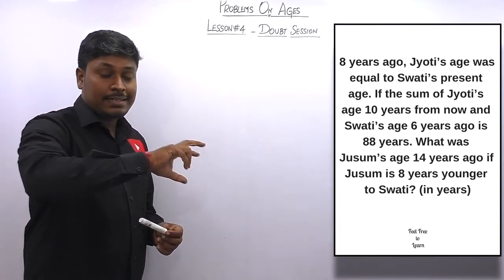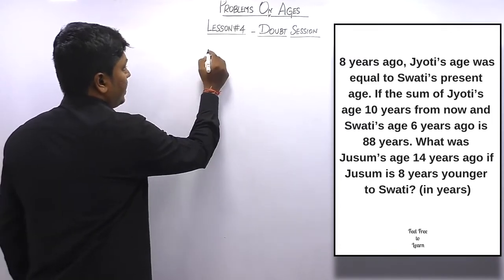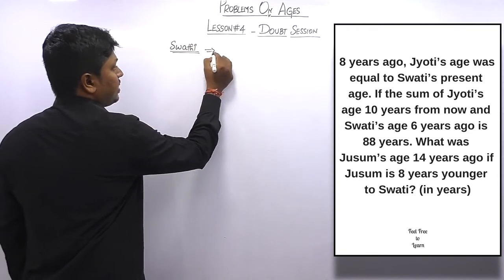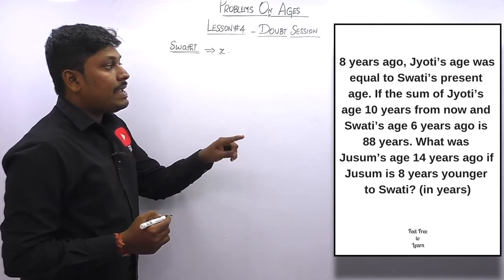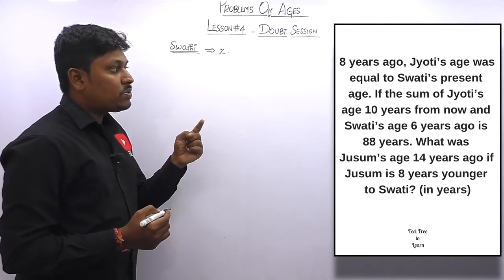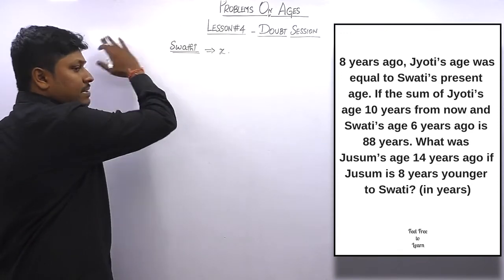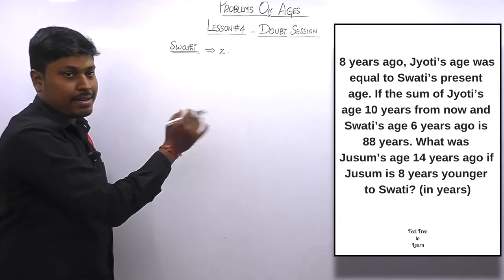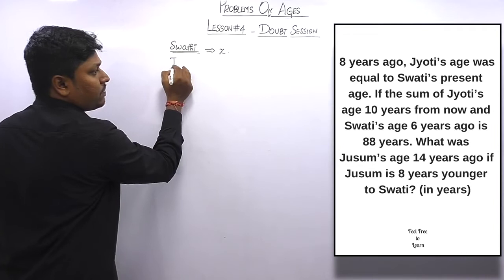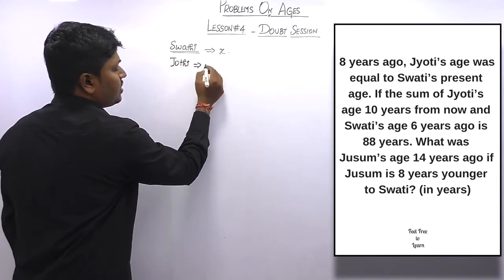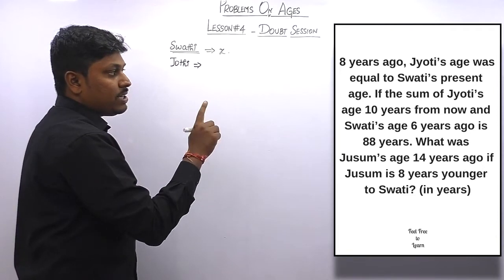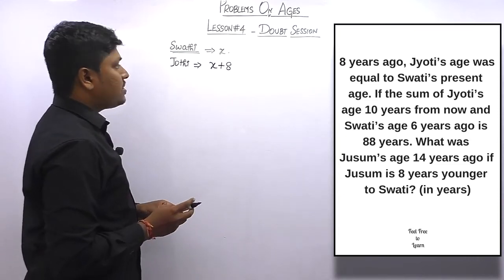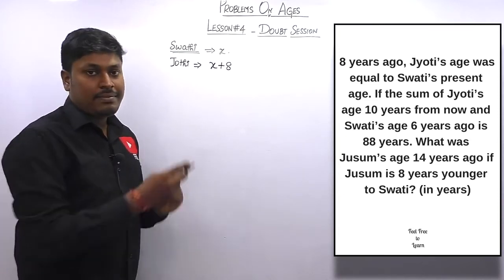So first, Jyoti's age is compared with Swati. Let me do one thing. We can keep Swati's present age as x. And what they are saying is 8 years ago, Jyoti's age was equal to Swati's present age. So they are talking about the past, 8 years ago. What we usually do, we will subtract 8. So from the past to the present, we usually add 8, right? So the present age of Jyoti will be x plus 8. So x plus 8 will be Jyoti's present age, and Swati's present age that we assumed as x.